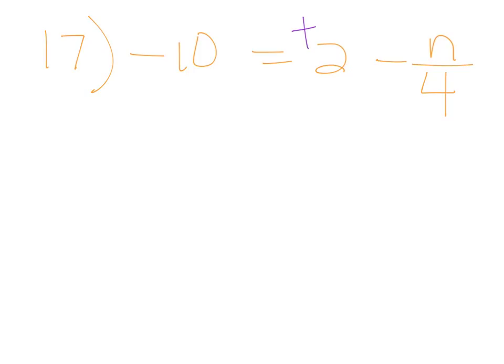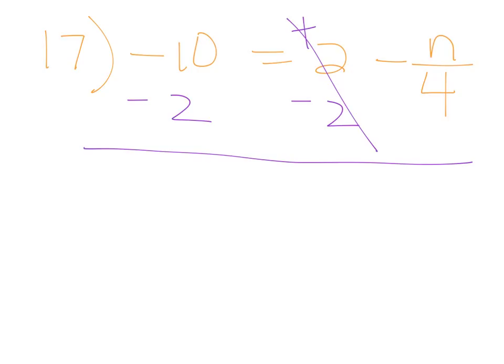Number 17. Negative 10 equals 2 minus n over 4. So the first thing we're going to do is make this a positive 2. We're going to subtract 2 from both sides. And we get negative 10 minus 2 is negative 12. On the right side, that's not a negative n over 4. That's an n over negative 4.